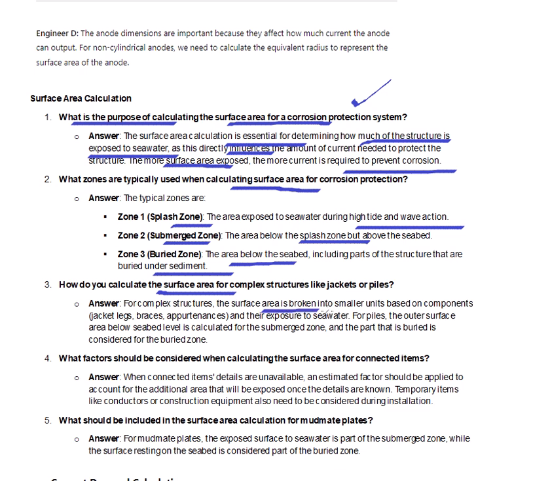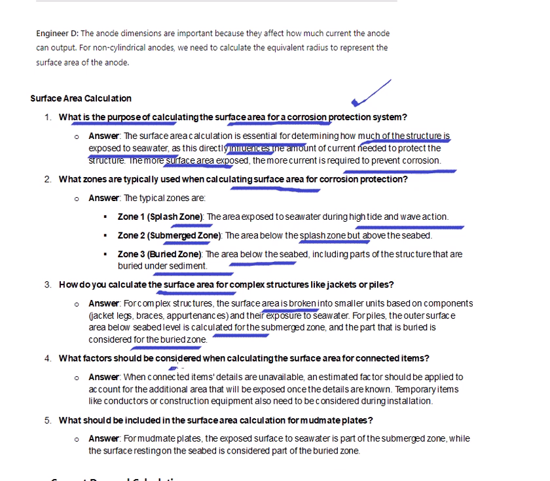For complex structures, the surface area is broken down into smaller units based on the components like jacket, legs, braces, supplements, etc. and they are exposed to seawater. The outer surface area below the sea level is calculated for the submerged zone, and the part that is buried is considered in the buried zone. Outer surface area below seabed level is calculated for the buried zone.